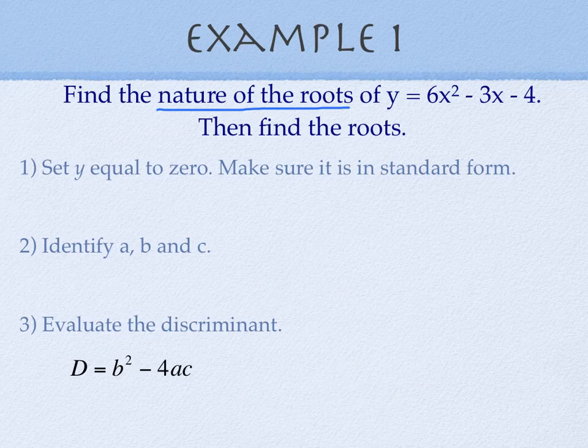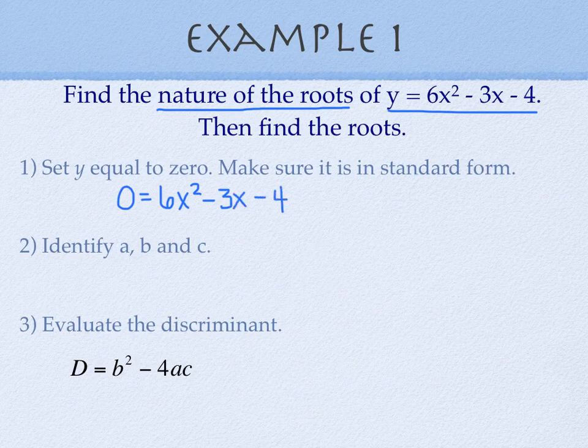So that's easy. So first step, I need to set this so that it's in my form that I can use the quadratic formula. And it's pretty close. This is in standard form. I just need this to be a 0. Okay? So I'm going to say 0 equals 6x squared minus 3x minus 4.